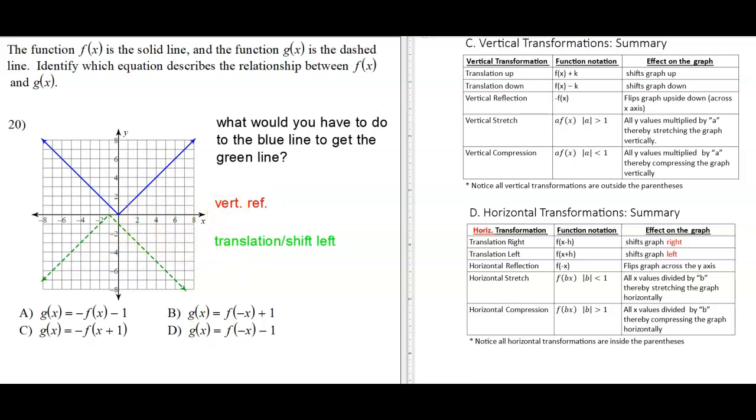All right, so let's begin looking for our options then. So vertical reflection, that's where we have a negative on the outside. Two options there. And we also want to look for a translation or a shift to the left. That would be this guy. And that's where you're adding a number inside the parentheses. So that's this guy. So option C is the clear answer on that one.